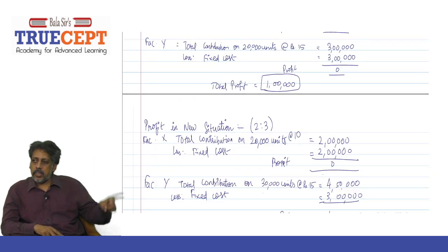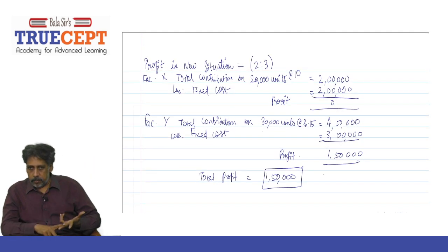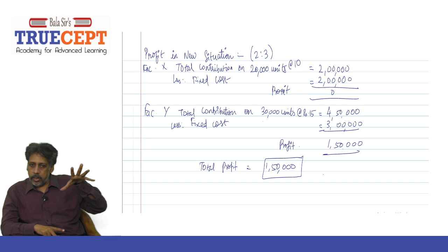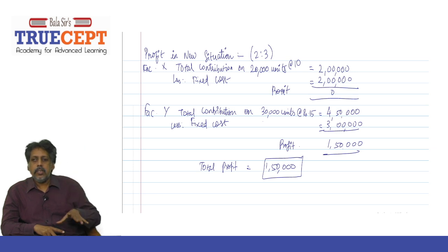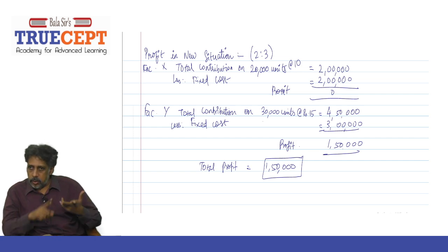But when the mix changes to 2:3, the demand is still 50,000 units of your product. Right now we are selling 30,000 units from X, 20,000 from Y, in all 50,000 units. That in the ratio 2:3 is 20,000 units of X and 30,000 units of Y. So it will be 20,000 units into rupees 10, how much? 2 lakh contribution. Fixed cost, 2 lakh. So profit is 0.